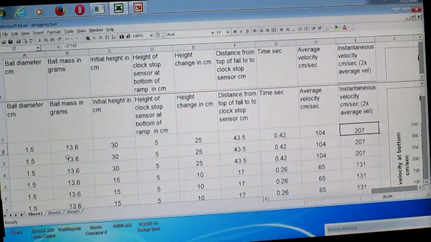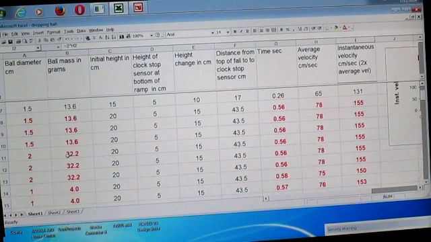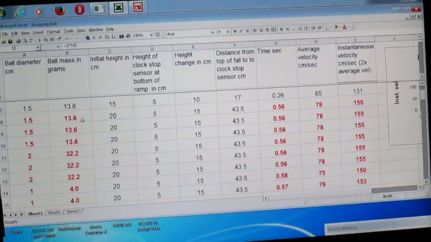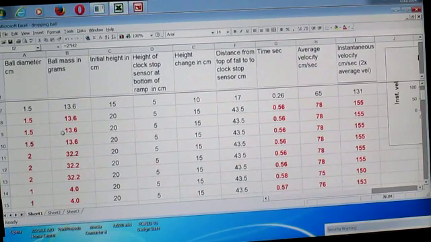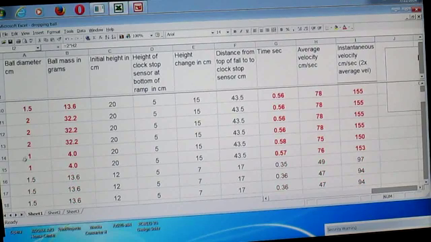So let's go down and compare the experiments we did with different ball sizes. This is the 1.5 centimeter diameter medium ball. This is the mass of that ball in grams, calculated from a density of 7.7 grams per cubic centimeter. This is the 2 centimeter diameter ball, and it's 32 grams. And this is the 1 centimeter ball, which is 4 grams. So you can see that a 2 centimeter ball has 8 times the mass of a 1 centimeter diameter ball.